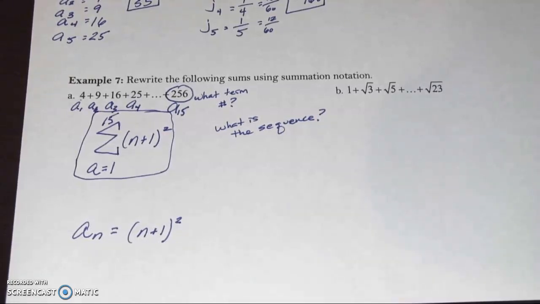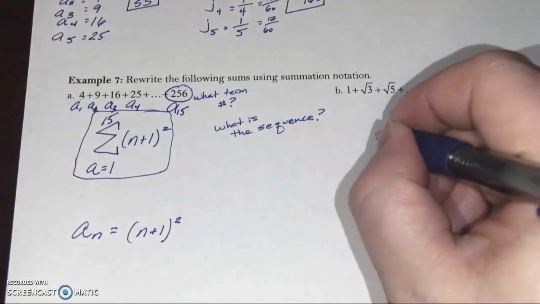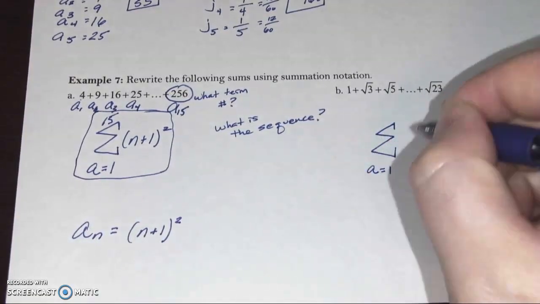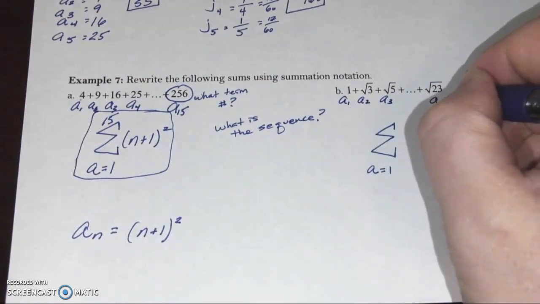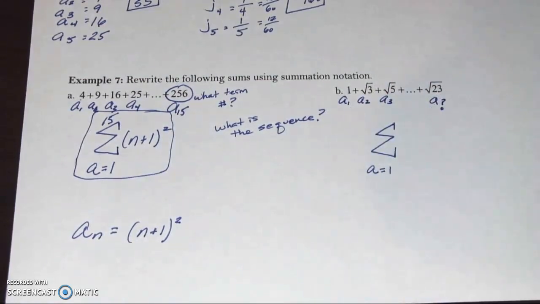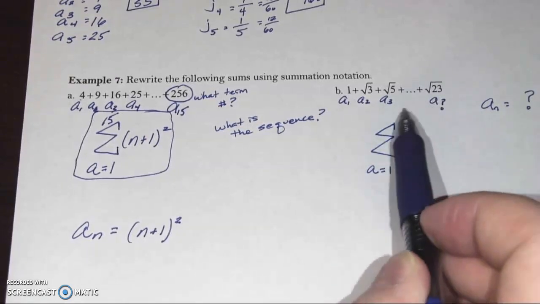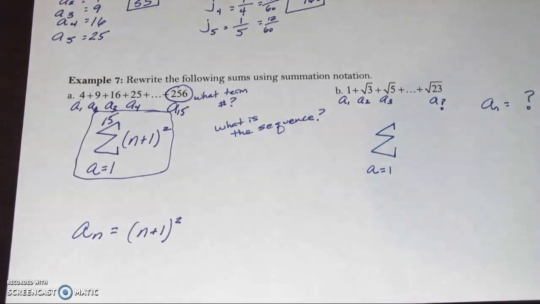Why don't you guys try B? We're going to start with our sigma. We'll obviously start with the first term. Here's the first term, the second, the third. We're not sure what term that is. That's going to be important. And we're not sure what the sequence is. So you're going to need to do some work to figure out both of those, and they'll go here and here. You'll know which term number you're dealing with here.